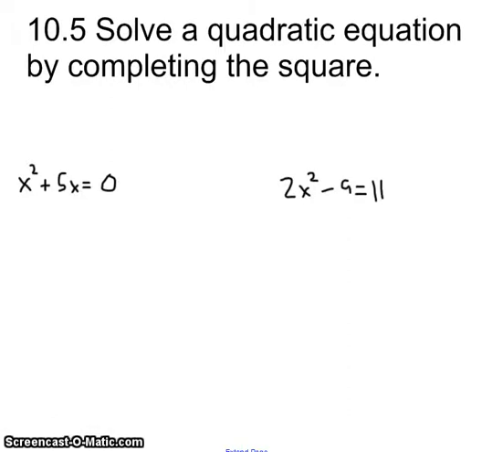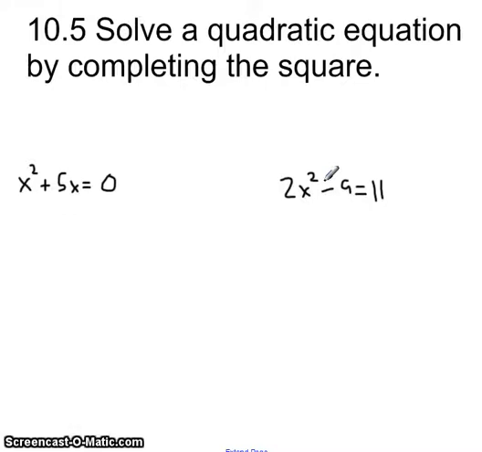In this video we will be talking about how to solve a quadratic equation by completing the square. Now, a quadratic equation is one where the highest power is 2, and so I have two examples here that I'm going to use to review the concepts that we've learned the past couple days.